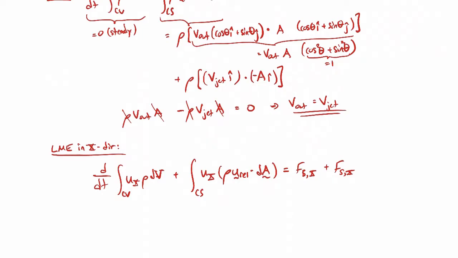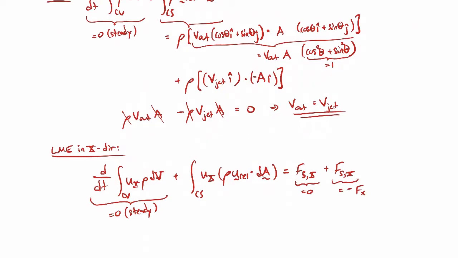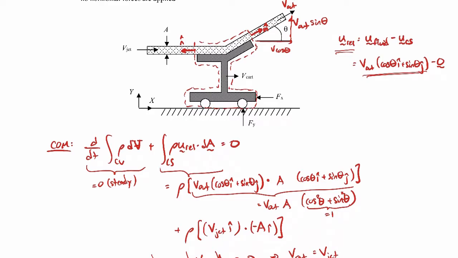All right, so the first term is going to be 0 because it's steady. It's not changing with time. Body forces in the x direction will be 0 because all the body forces are in the y direction. We don't have to worry about it in the x direction. Surface forces in the x direction will be a minus Fx. So let me go back up to the picture. You can see that surface force right here.